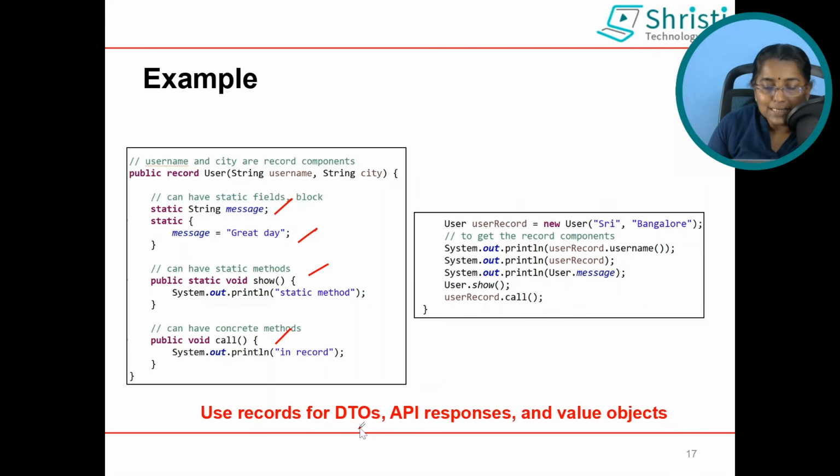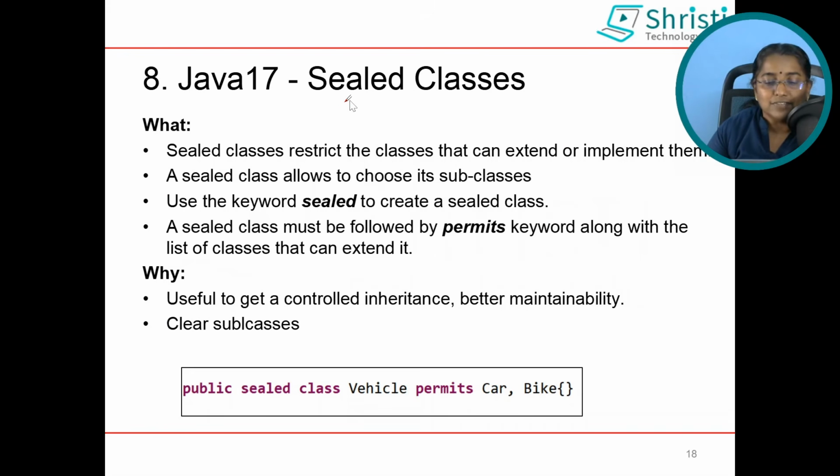Use records in DTOs, API responses, API requests and value objects. We will move on to the next feature. This is from Java 17, sealed classes. This is a very interesting and important feature that you need to know.